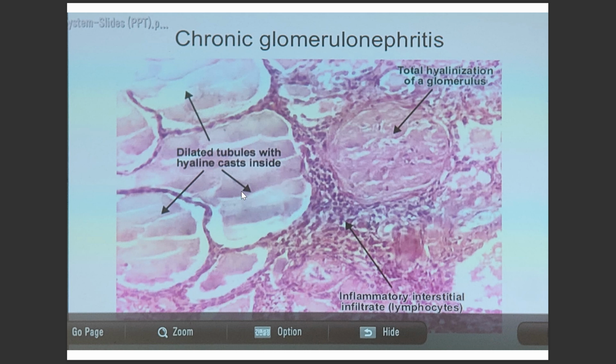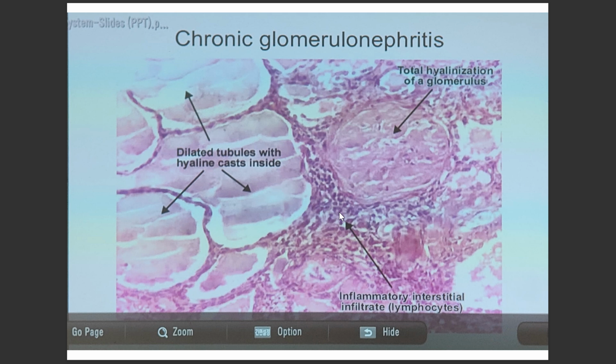And here you see that the renal tubules are also dilated, and a hyaline cast is situated here. These are the hyaline casts. And in the interstitium you notice a lot of black spots. These are the inflammatory cells. Actually, in case of chronic inflammation, chronic inflammatory cells come.